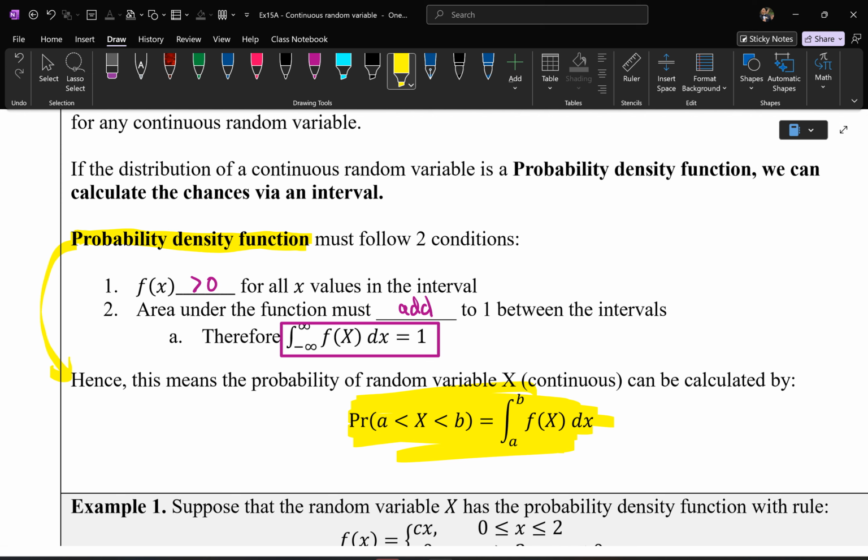Expected value is still x times the probability. If this is the probability, then x times that gives you the expected value. So that's what 15b, 15c is. Variance is the same thing, but you just need to know the difference between the 2. Okay, so 15a today, you're just testing these 2. The knowledge that the area is the probability, and you're testing, is it a probability density function or not?